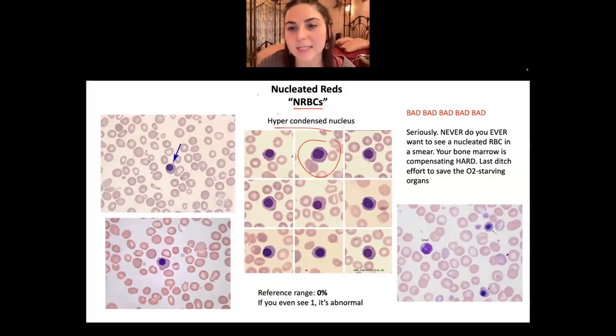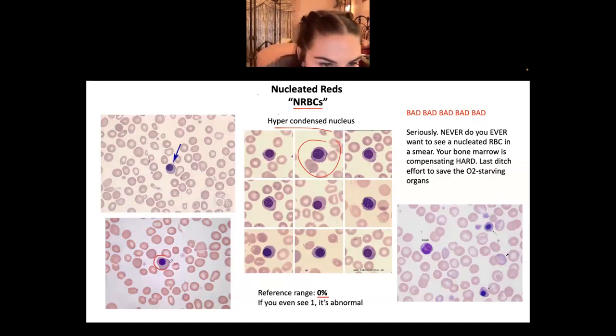This is like the body's tried to shoot out the poly cells, tried to shoot out reticulocytes. This is the body's last ditch effort to shoot out a very old, very immature version of a red cell to carry oxygen. So this patient is starving for oxygen if you see an NRBC on the blood smear. Again, it's completely abnormal even if you see one. So the real reference range is literally 0.